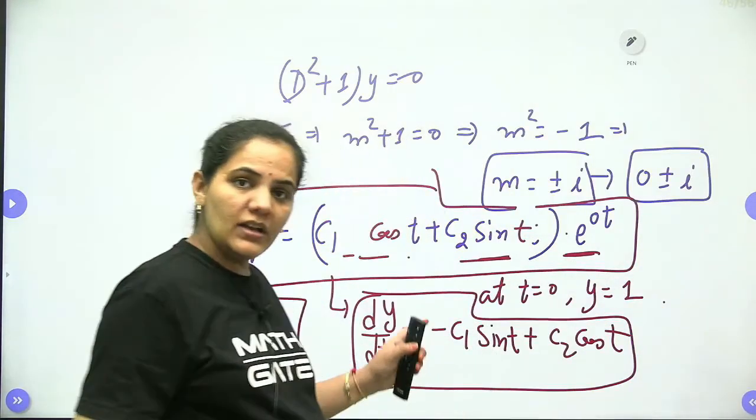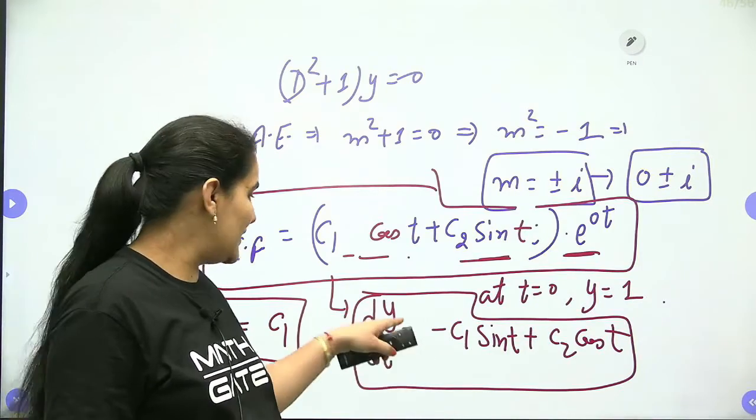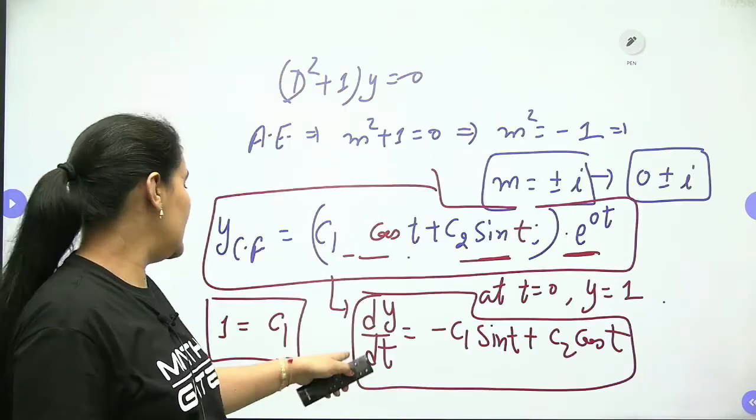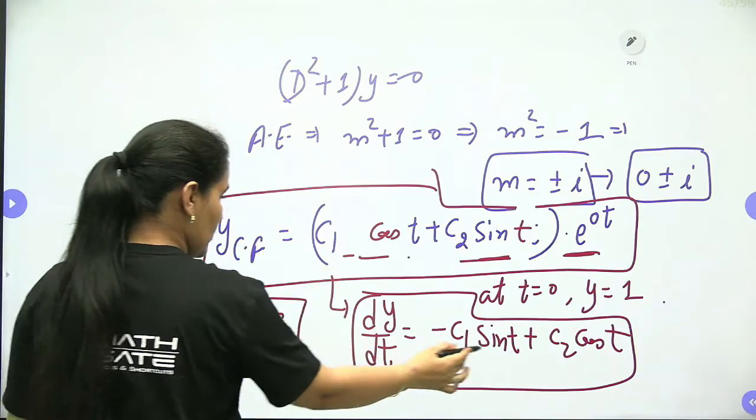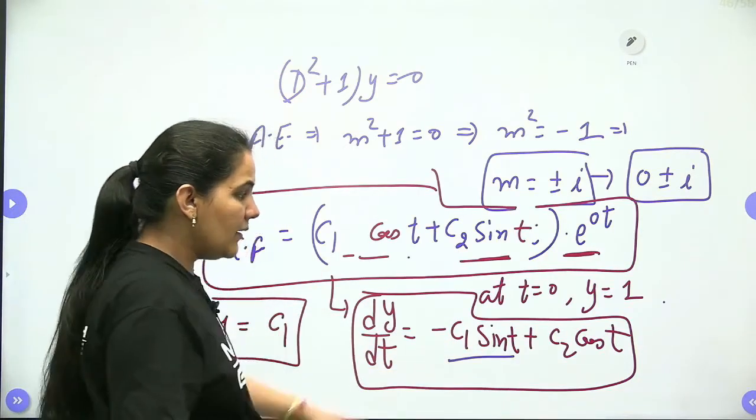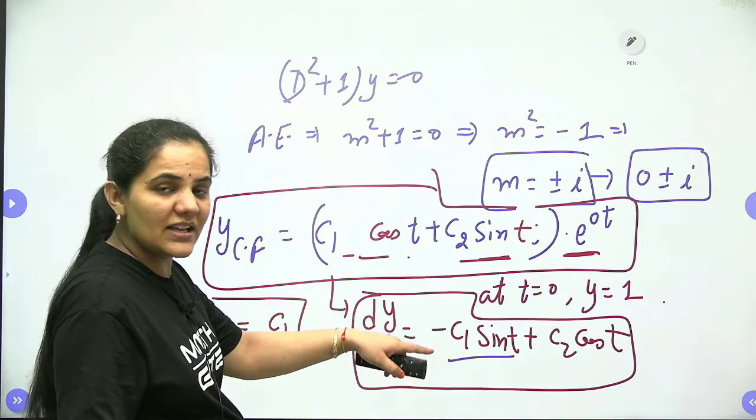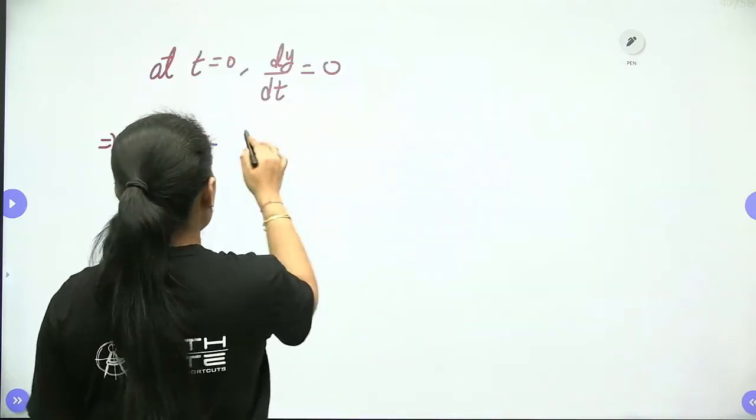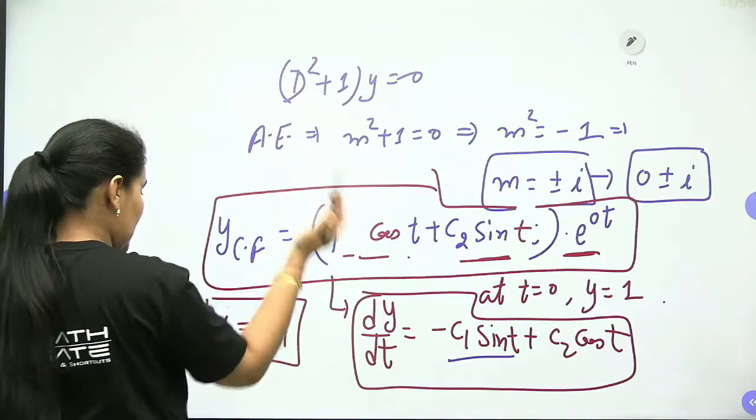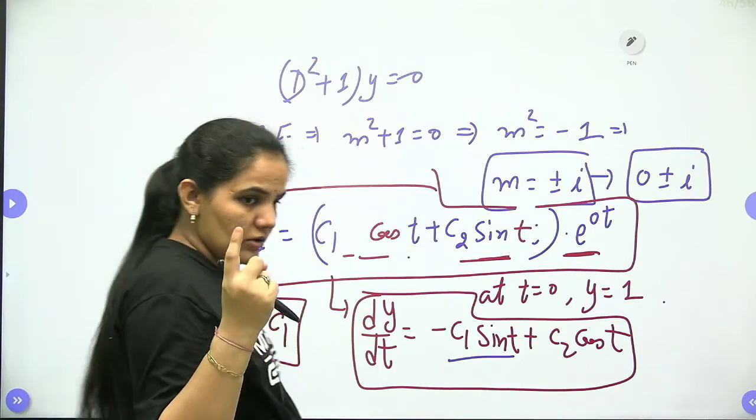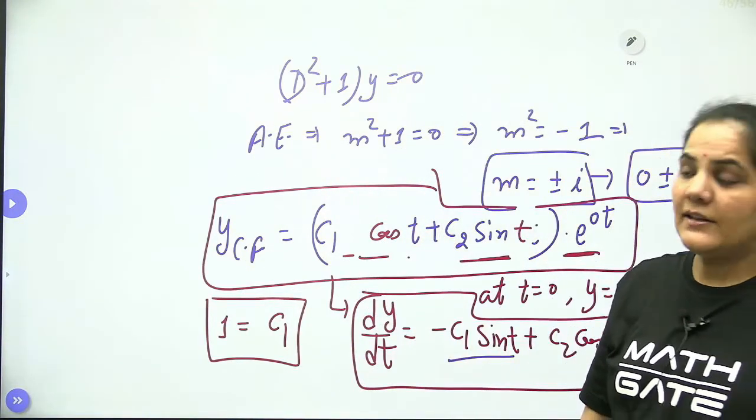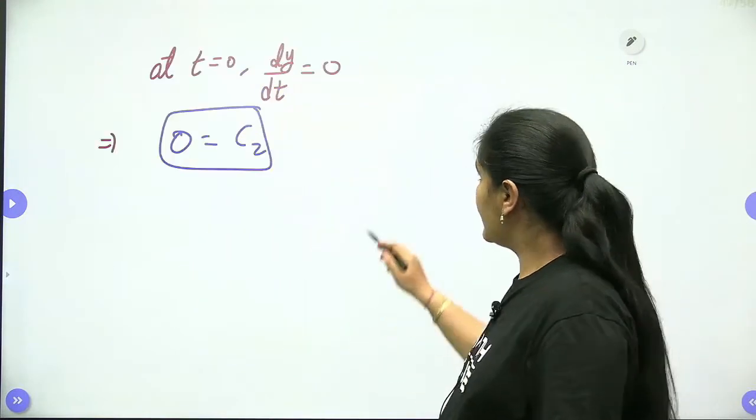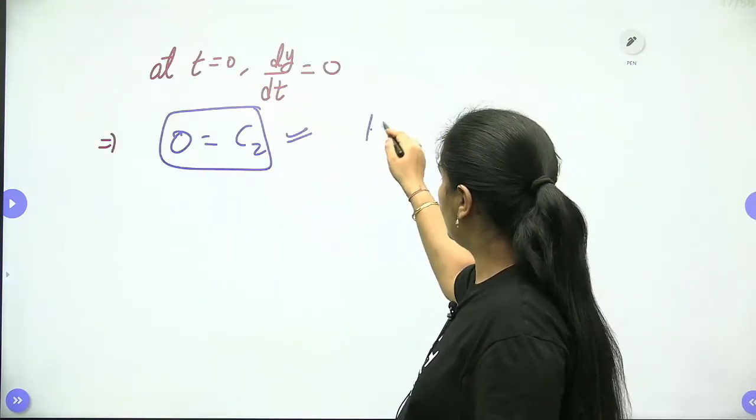Exactly. So we put the second initial condition in this one, that dy by dt is equal to 0 for t equal to 0. The C1 term will be 0. Why? Because sin t means sin 0 is 0. So we write down C2. Hence we get C2 is also equal to 0. So we got the two constants: C1 is equal to 1 only and C2 is equal to 0 only.